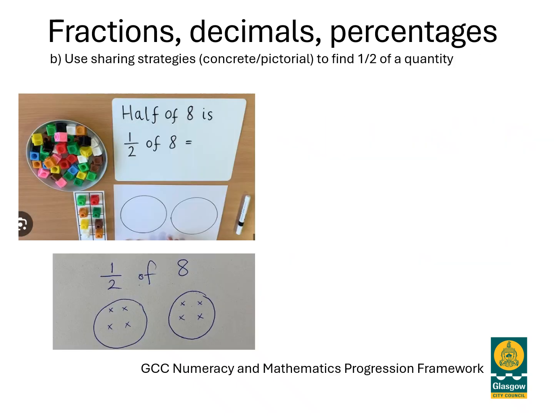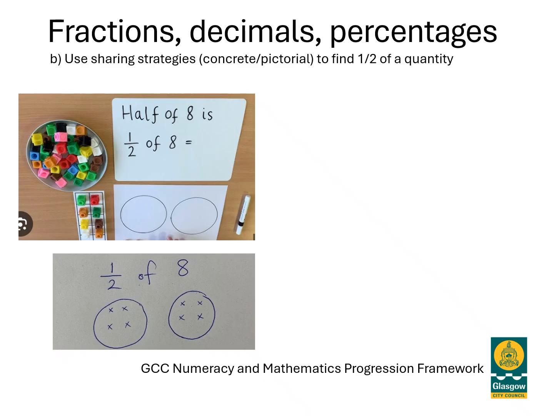So as well as that counting routine, the second fractions teaching point is using sharing strategies to find half of a quantity. So very familiar division strategies here, which they will have encountered in primary 2, but they might have encountered it in terms of 8 divided by 2, so 8 shared by 2. So we need to make that link that half is making 2 groups. So we're dividing into 2 groups.